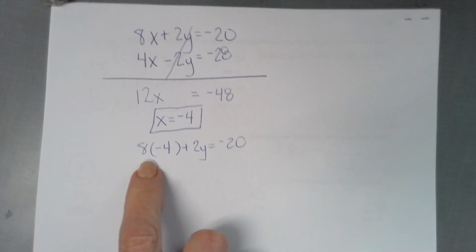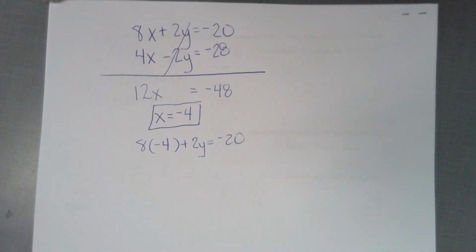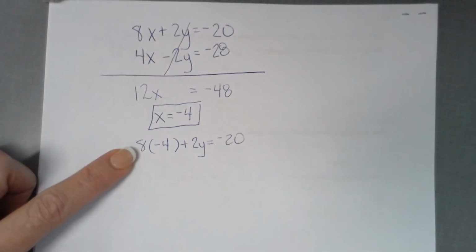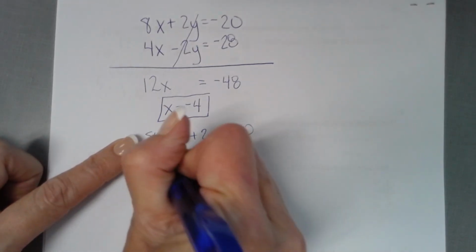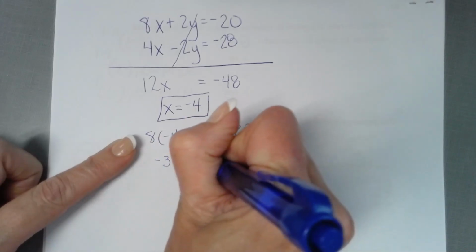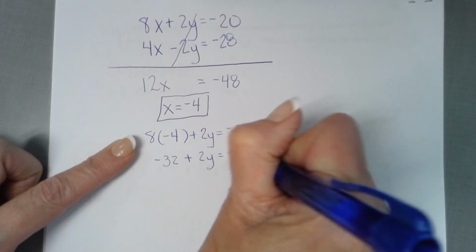Okay, I'm going to stop. You're going to multiply that, and then you've got a two-step equation. I'm going to stop and let y'all try to do it. So what's 8 times negative 4? Negative 32. Okay. And then we're going to bring everything else down. And now it's a two-step equation.